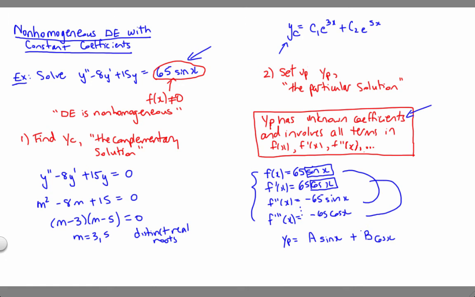We really do not want to call them C1, C2. Those will come in. We've actually already seen them in the complementary solution. So don't call them C1 and C2 when you're dealing with the particular solution. Try to call them capital A, capital B, capital C, etc. Okay, so that is our particular solution.